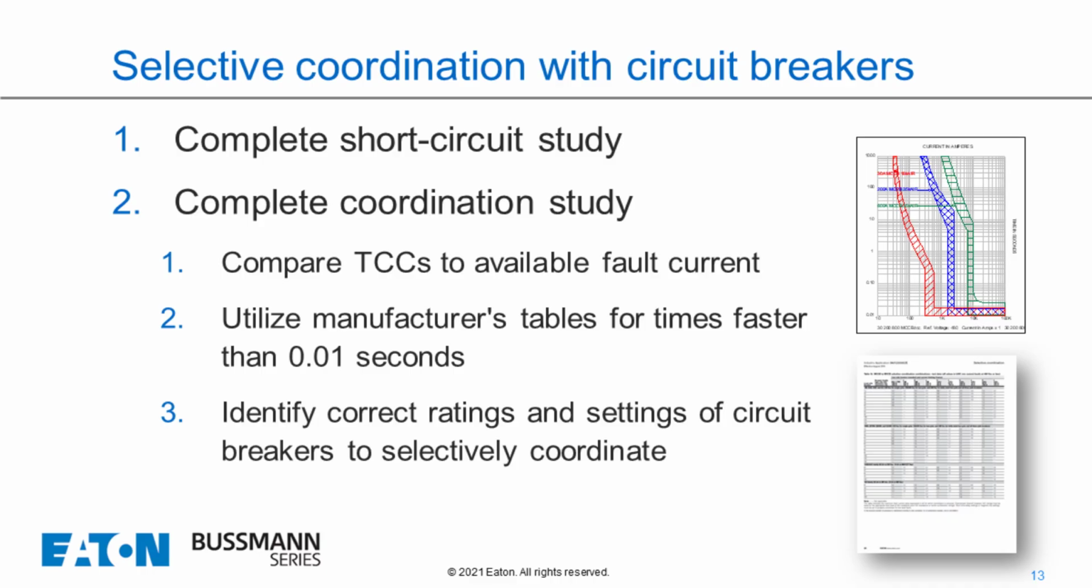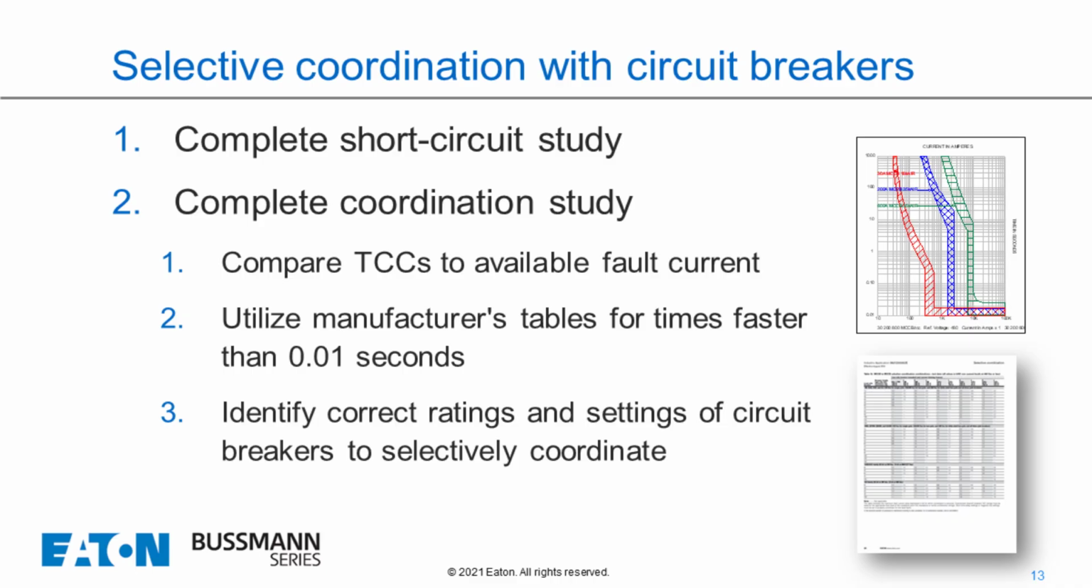In this case, most of your time current curves, if not all, stop at 0.01 seconds, which is basically a little bit over a half a cycle. What happens if the fault current is great and it's showing below 0.01 seconds? Then we have to look at the breaker tables to see if they selectively coordinate.